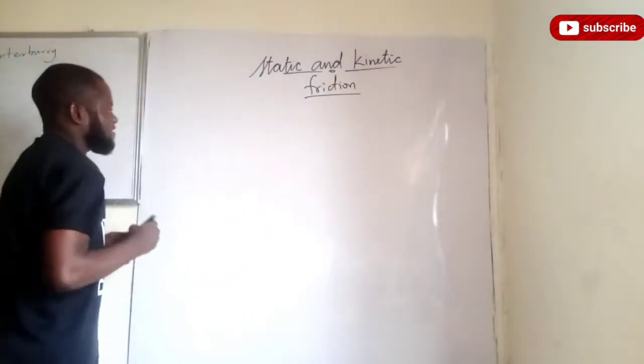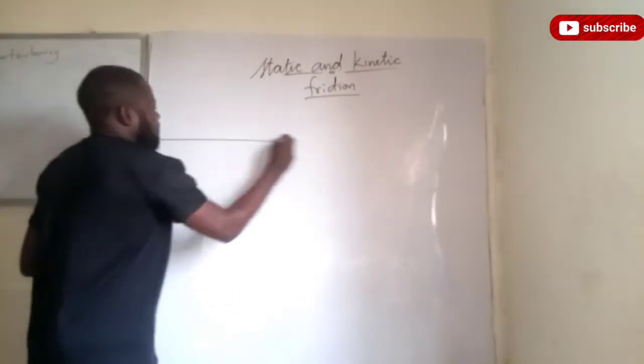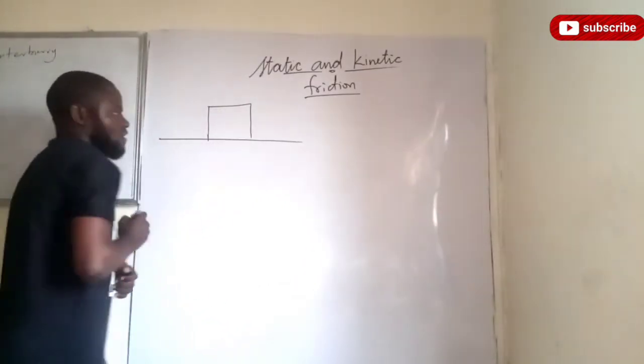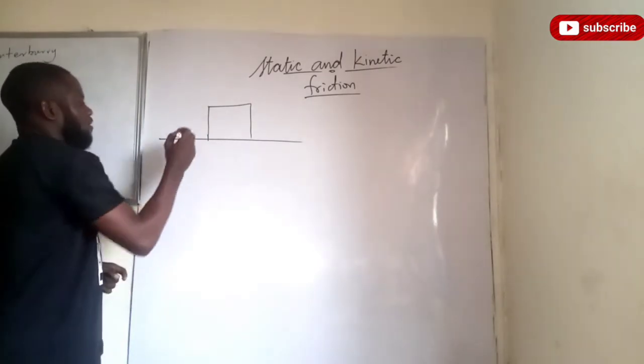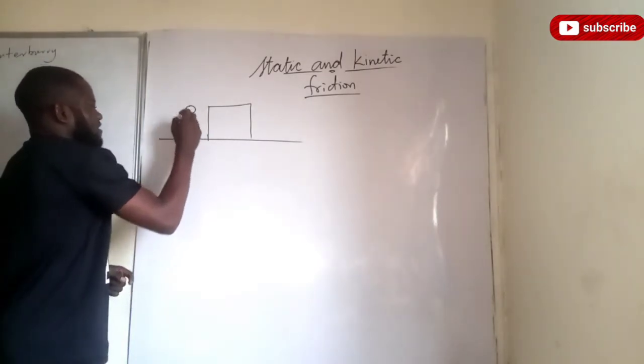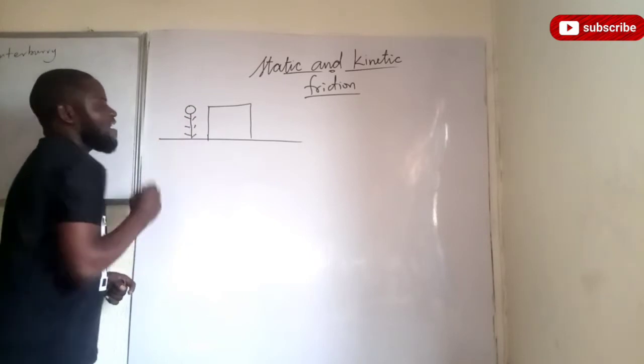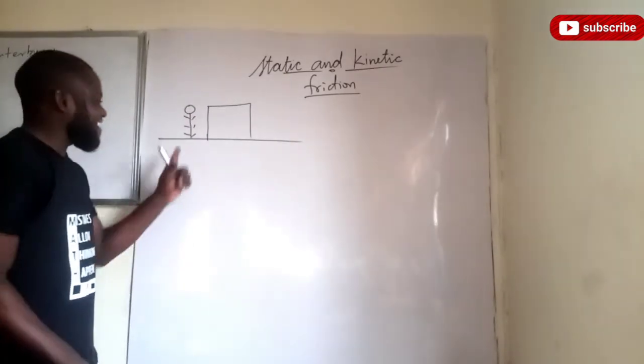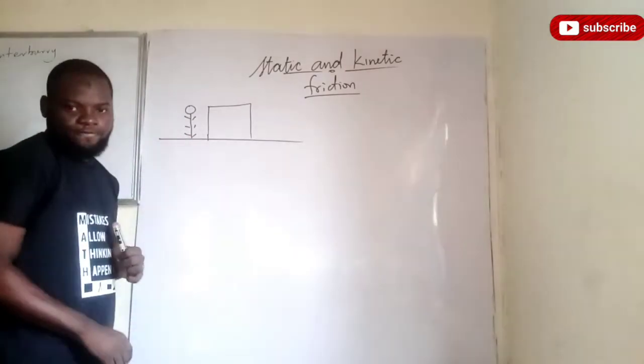Let's take for instance that I have a box on a surface like this, and I want to push this box. Let's say this is myself. As a matter of fact, you know, I'm kind of cuter than this. But for better understanding, let's assume that this is myself.